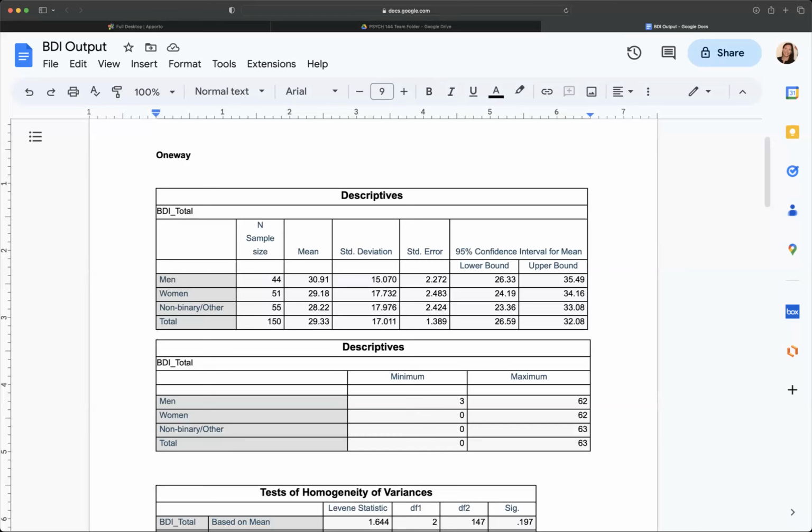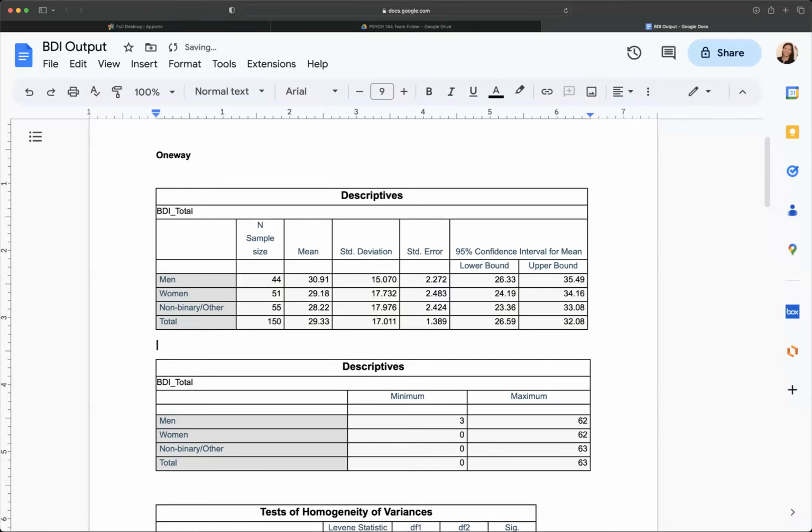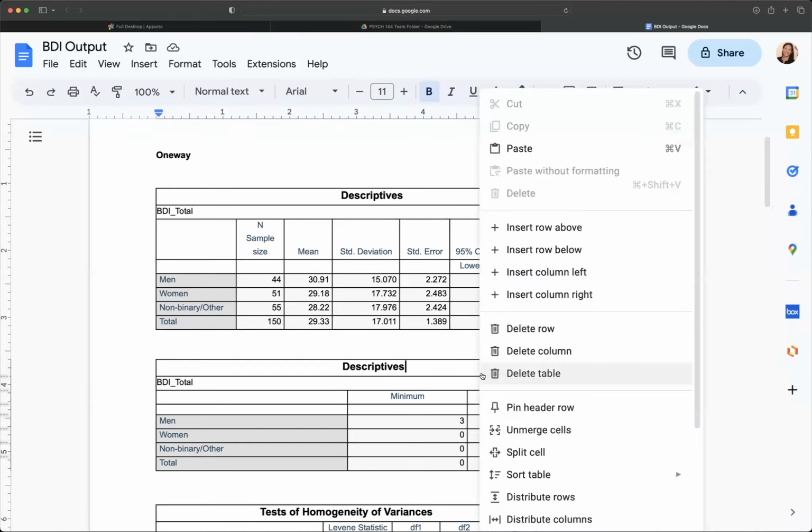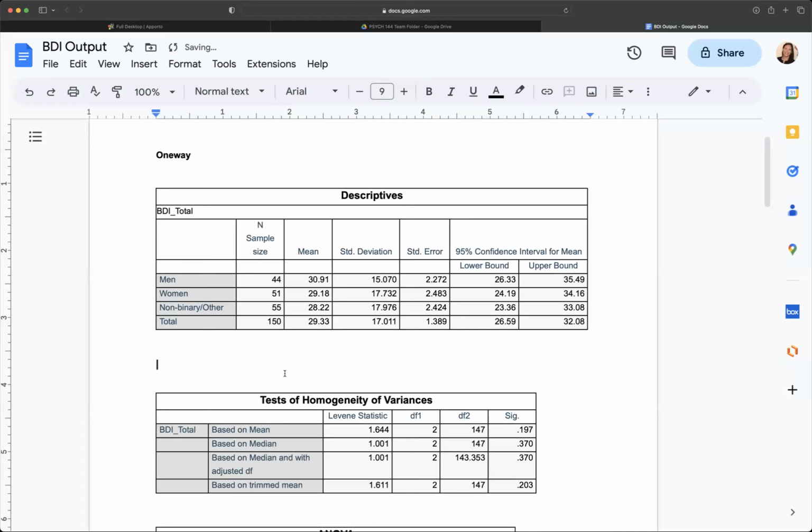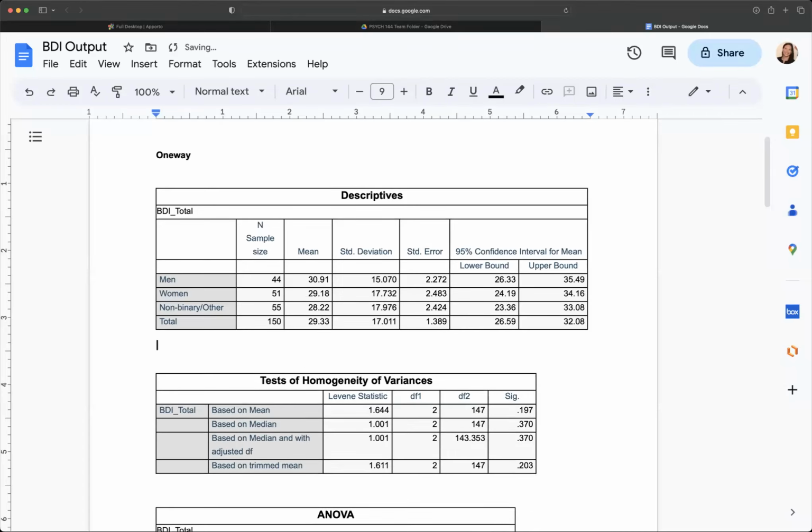So this gives us a lot of descriptive information. Notice that this says descriptives and then it has minimum and maximum. I don't need this. So I'm going to right click and I'm gonna delete table. Because I don't need it. So this is for you to use to make sure that you have your data, that you understand it. And so you don't need to worry about it.